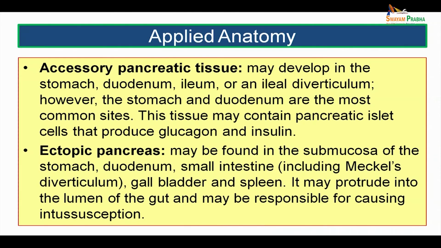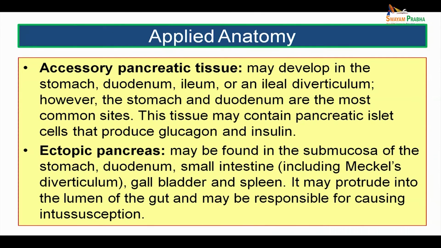Next, we see accessory pancreatic tissue. This may develop in the stomach, duodenum, ileum or an ileal diverticulum. However, stomach and duodenum are the most common sites. This tissue may contain pancreatic islet cells that may produce glucagon and insulin.